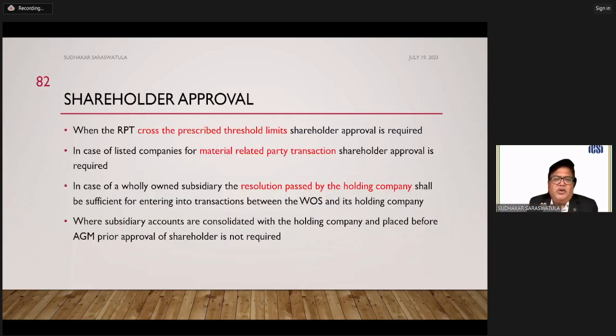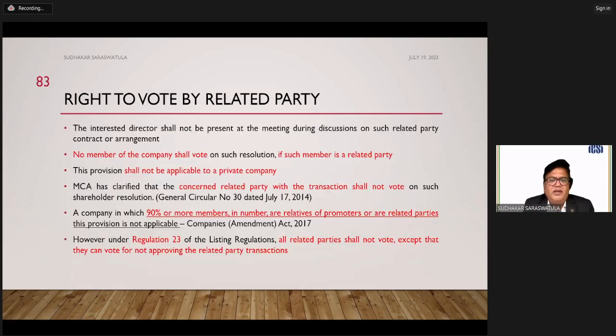As far as the approval of shareholders is concerned, when RPTs cross the prescribed threshold limits under the Companies Act, they require approval, though again, exemption is there, no doubt. And in case of listed companies, for material related party transactions, shareholder approval is required. In case of a wholly owned subsidiary, the resolution passed by the holding company shall be sufficient. Where subsidiary accounts are consolidated with the holding company and placed before the AGM, prior approval of shareholders is not required.